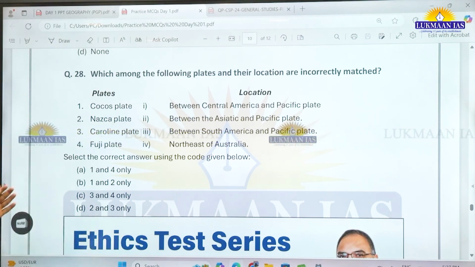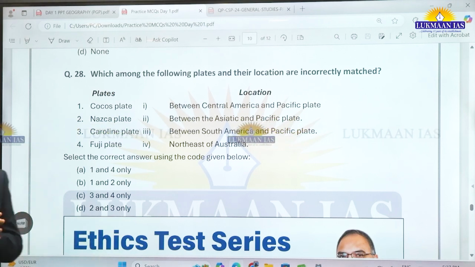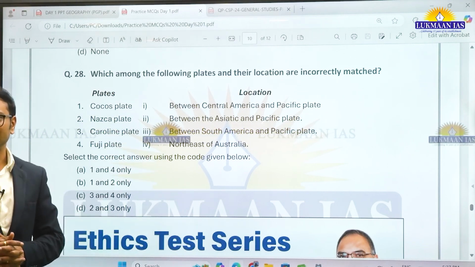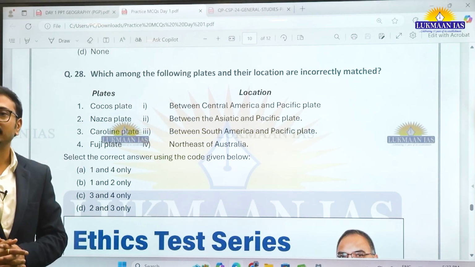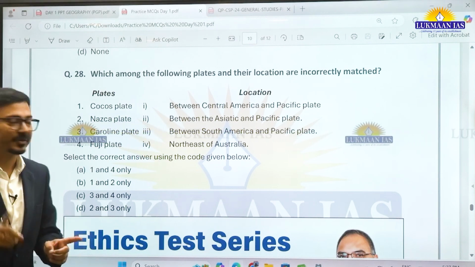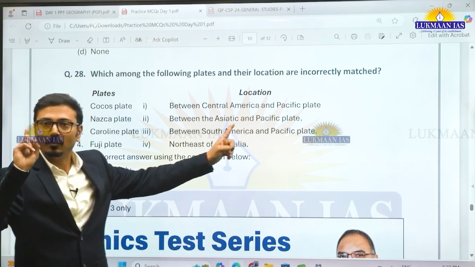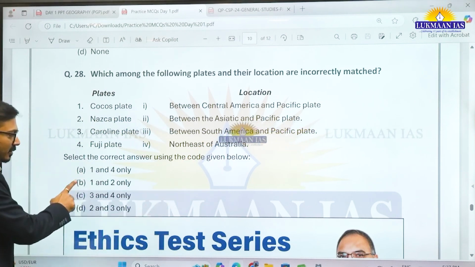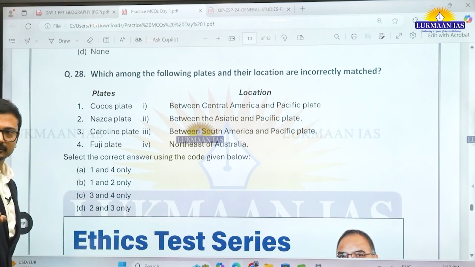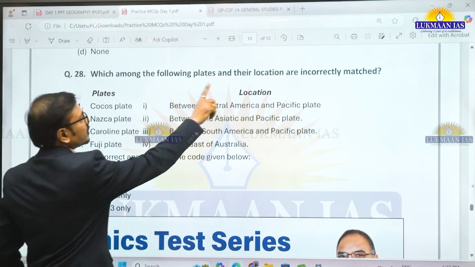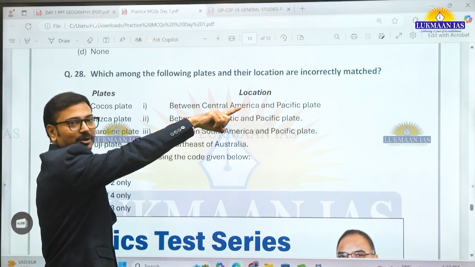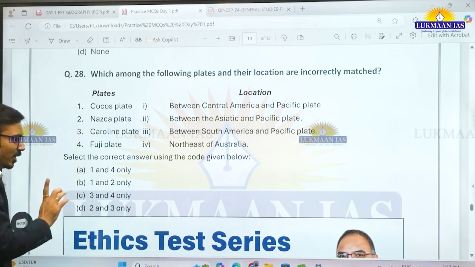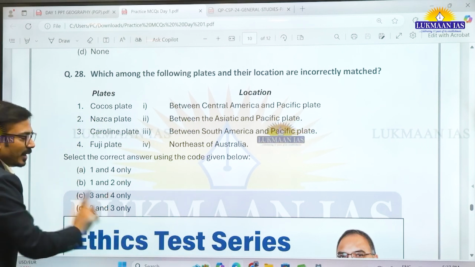One I know, Cocos plate. बताइए, देखिए मैं elimination method बता रहा हूं आपको. Cocos plate अभी बताया मैंने, कहां पे था? It was between Central America and Pacific plate. Central America and Pacific plate. One is correct. Here, look at this. One is correct. 1 and, but यहां पे देखिए क्या पूछा है? Incorrectly matched. Command of the question. So I will eliminate these two. It's C or D. 3 or 4, 2 and 3.